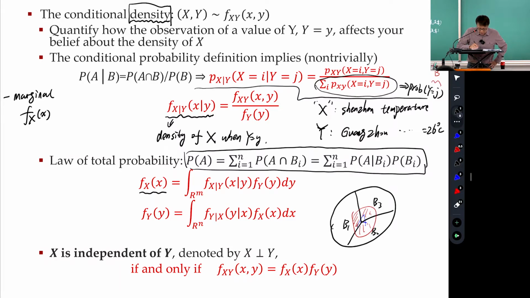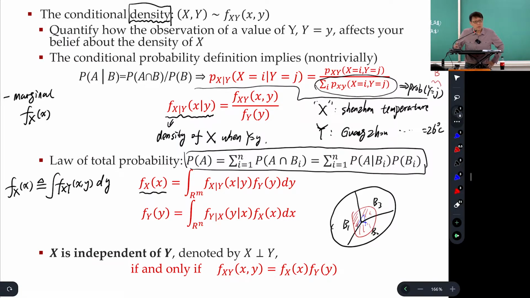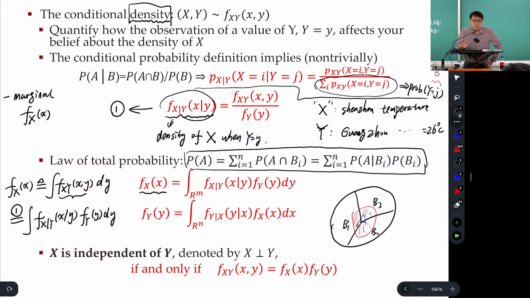The marginal of x equals, by definition, the integral of the joint density dy, right? Is that true? That's the marginal. You don't care what y is, so you integrate over all the possible cases for y. That means summing all the possible cases for y of the joint density. Then, because of this formula, let's call it 1, this is nothing but the conditional density of x given y, times the marginal of y dy. That gives me this formula. That's very easy to derive, but I want you to understand. That's more important than derivation.